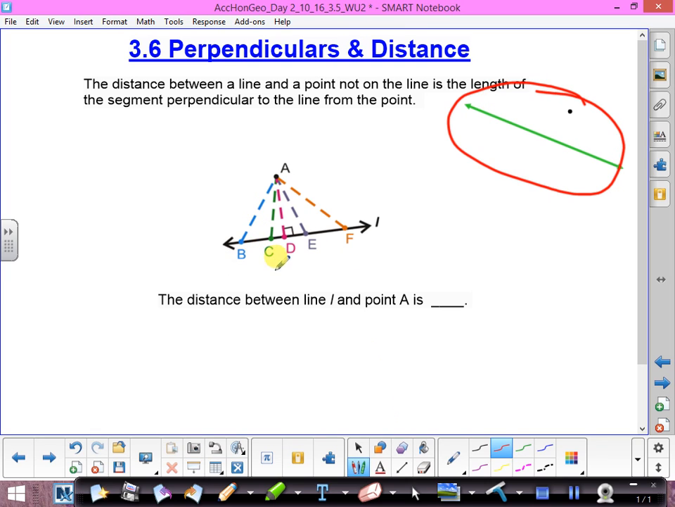If you look at this picture here, we've got all these different segments going from line L to point A. And so the distance between line L and point A would have to be the segment AD, because that is the only segment that is perpendicular to line L that passes through point A. So remember, it has to be perpendicular. You're finding the length of the segment. We would find the length between A and D.